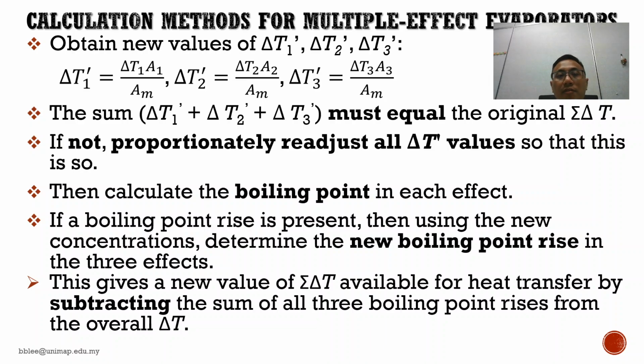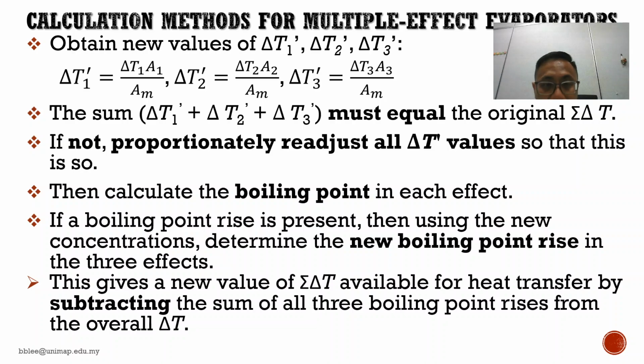Then the sum of delta T1, delta T2, delta T3 must equal the original delta T total. So you must add the delta T1, delta T2, delta T3 primes, and the sum must equal the original delta T. If not, proportionately readjust all the delta T values so that the total equals the sum of delta T initial. Okay, then we calculate the boiling point in each effect. Because we have the delta T now, we can calculate the boiling point.